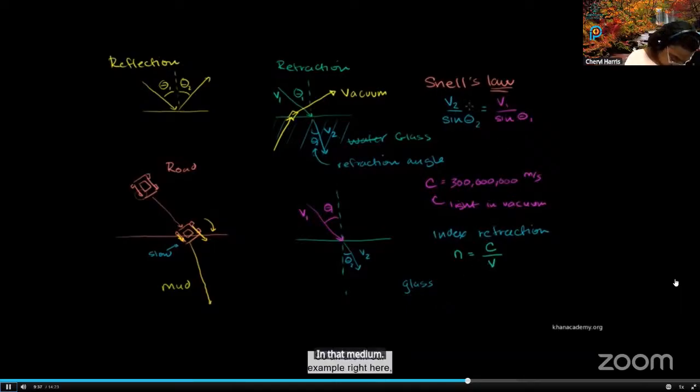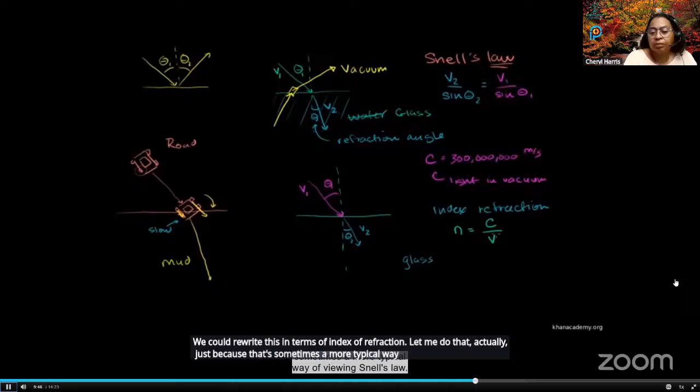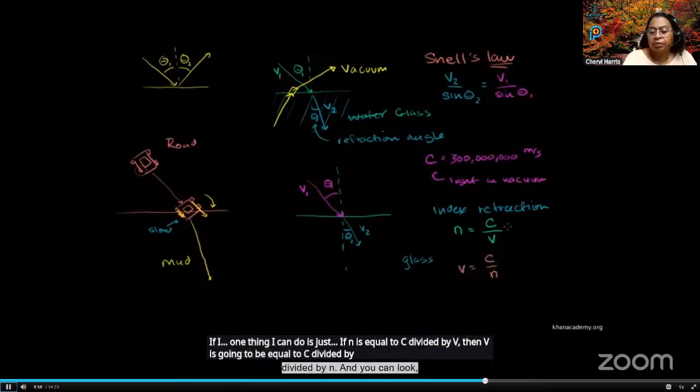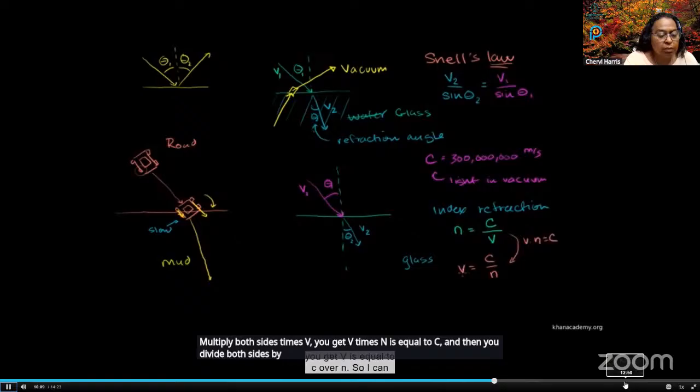So in our example right here, we could rewrite this in terms of index of refraction. Let me do that actually, just because that's sometimes a more typical way of viewing Snell's law. So I could solve for v here. If n is equal to c divided by v, then v is going to be equal to c divided by n. The intermediary step is you multiply both sides times v, you get v times n is equal to c, and then you divide both sides by n, you get v is equal to c over n.